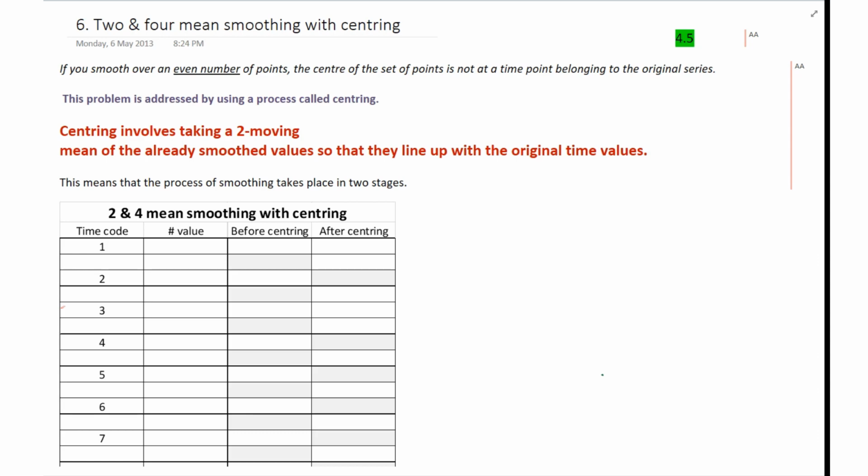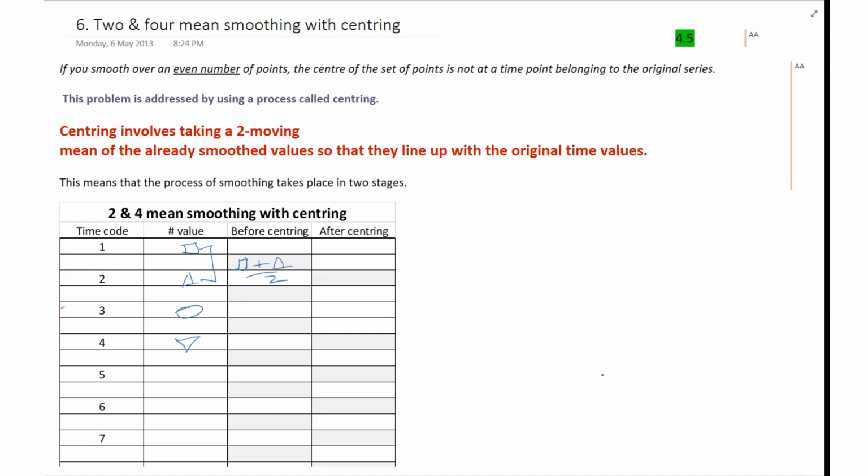Now, what I'm going to show you here is, I'm not even going to put values in here. Let's call it square, triangle, circle, and upside down triangle. I just don't want to put numbers there for the moment. So before I center it, I'm smoothing initially. Let's say I'm doing just a 2 mean smoothing. The reason why we have to center is that when I get these two first, I'm going that plus that, and dividing by 2.